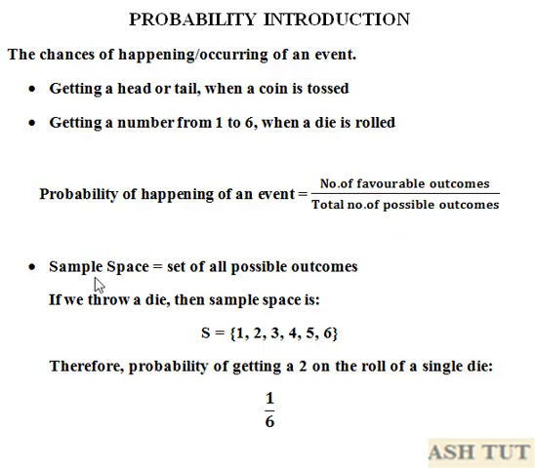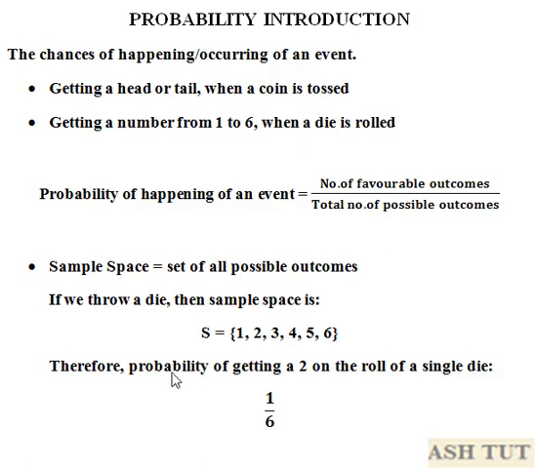The next most important term that comes in the probability chapter is sample space. What is sample space? Sample space is the set of all possible outcomes. For example, if you throw a die, there are 6 possible outcomes that can come. You can get a 1, 2, 3, 4, 5 or 6. So the sample space for a single die is 1, 2, 3, 4, 5, 6.